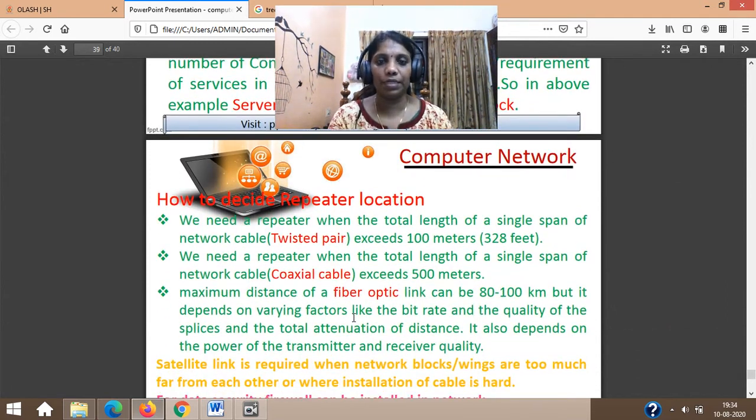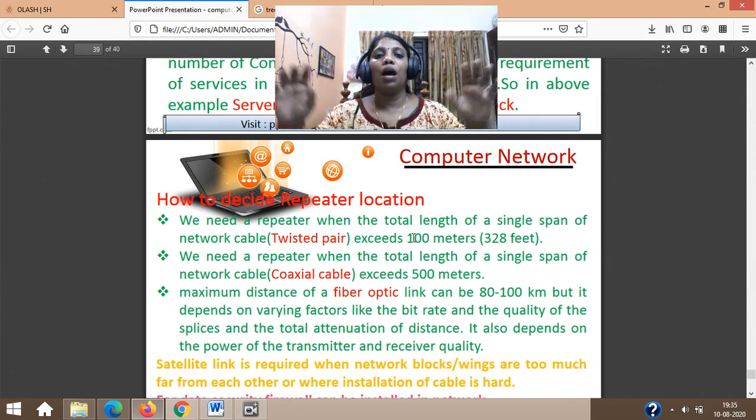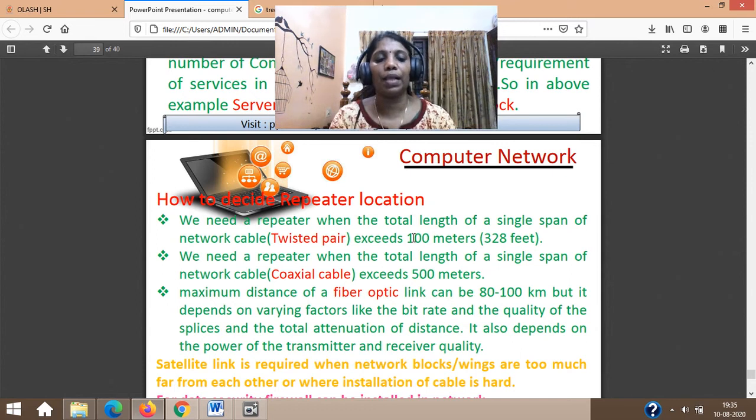Now, how to decide the repeater? I told you, if the length is more, for example in kilometers, and if it spans more than 100 meters, which one? Your length of the cable. Then a repeater can be placed. So we need a repeater, and for what purpose? To amplify the signal, to regenerate the signal. If the distance between two blocks or two lands is more than 100 meters, then you can place the repeater between them. All right.